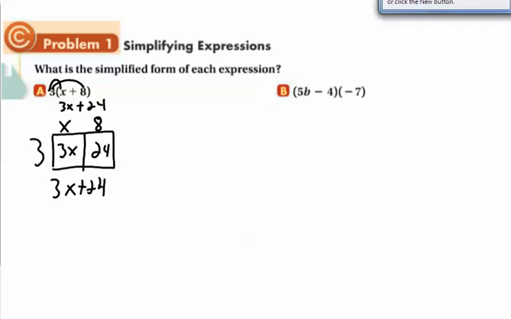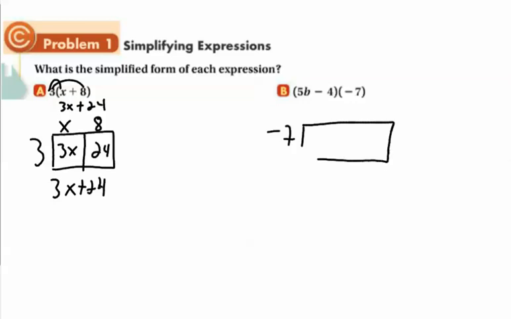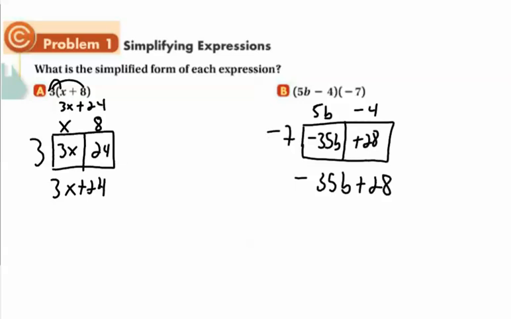So when you do this one, I can write it as negative 7 goes right here, and then I have this part right here, and I'm going to call this part a 5b, and this part a minus 4. And so negative 7 times 5b is negative 35b, and negative 7 times negative 4 is positive 28. So then I have negative 35b plus 28. So I'm pretty sure you have a got it for this one. Oh no, not yet. You have probably another example.